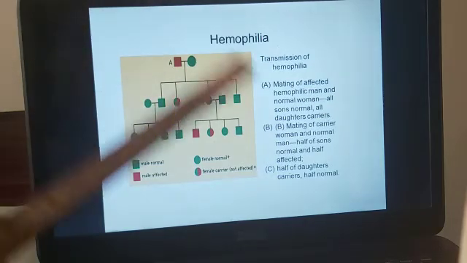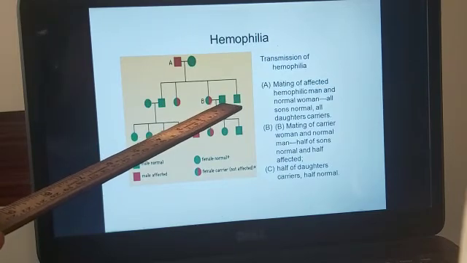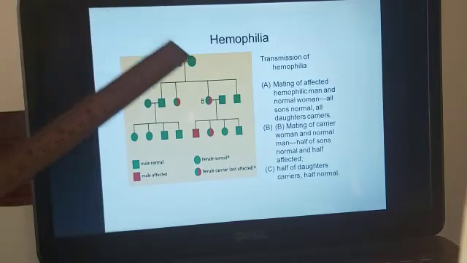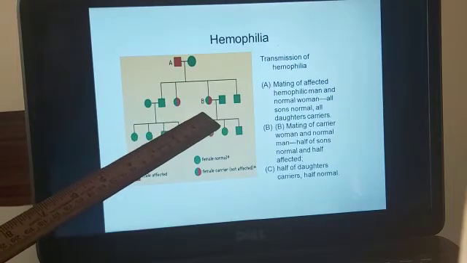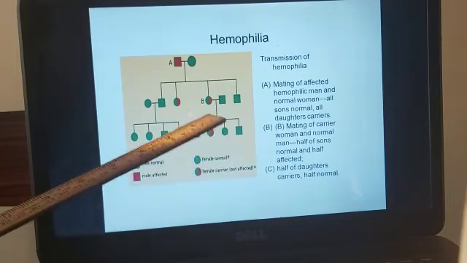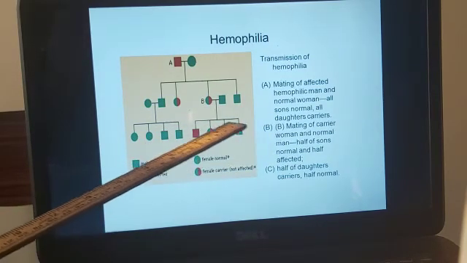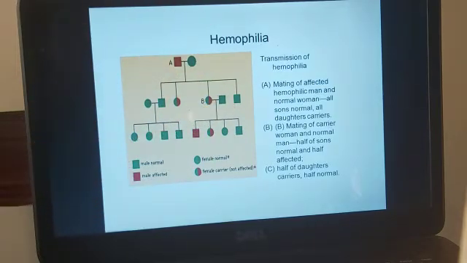Now here, mating of carrier woman and normal male. When the mating is done between these two, this also you can do with your pen and paper. You can just check what happens when you have a cross between the carrier female and the normal male. You will see that one male is affected, one male is normal, one female is carrier and one female is normal. This is how you can analyze the pedigree charts, and this is how you can analyze the family chart for a particular disease in a family.